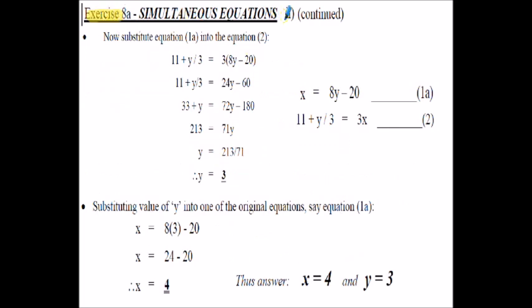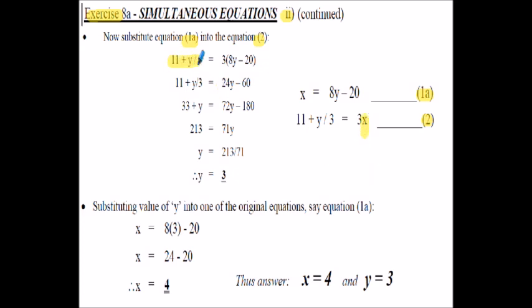Exercise 8, part 2 continued. So what I'm going to do now is substitute equation 1a into equation 2, and I've just repeated the equations here for convenience, 1a and 2. So looking at equation 2, I'm going to put the value of x into the right hand side. That's what I've done here.